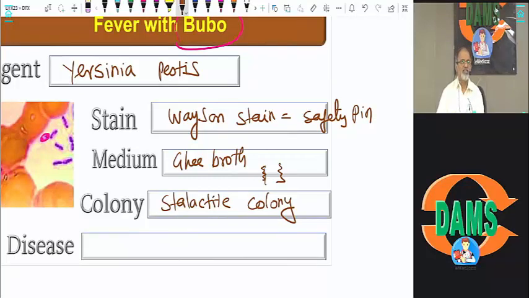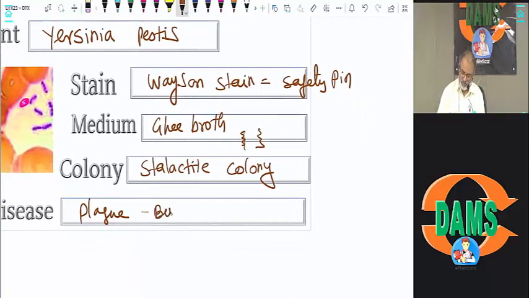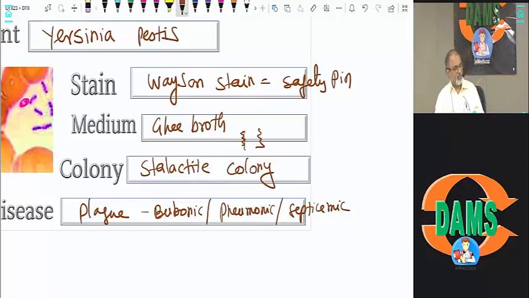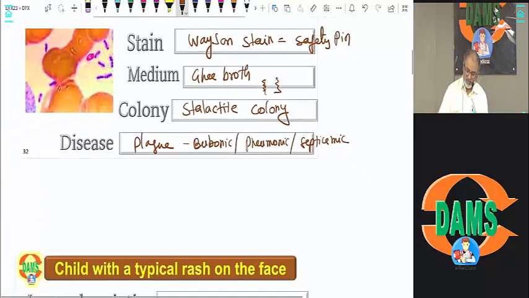What disease does it produce? Everybody knows. Pandemic, plague. Different types are there: bubonic plague, pneumonic plague, septicemic plague. Got it?